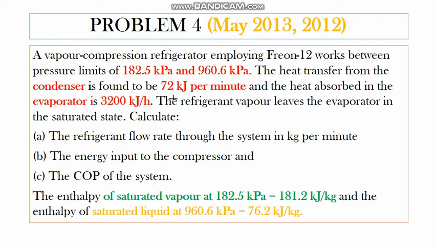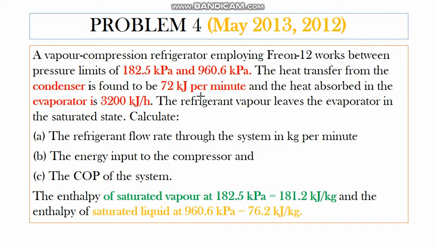So this is my fourth problem, and of course it is the last problem also. This was asked in May 2013 and May 2012. In this question also it is very clearly mentioned that it is a vapor compression refrigeration. Instead of temperature, it is given in terms of pressure, and the heat transfer rate in the condenser is 72 kilojoule per minute.